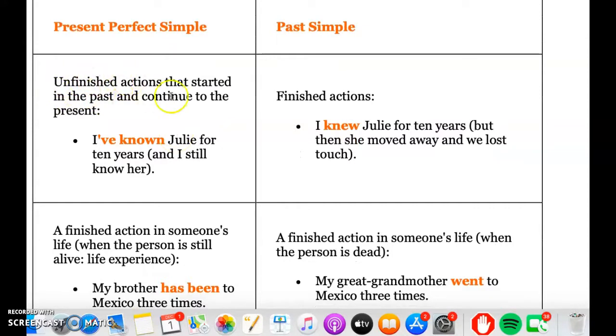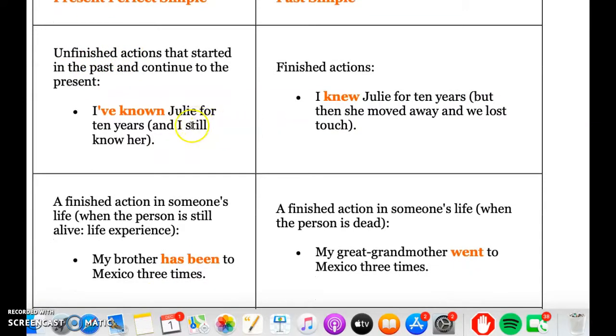Unfinished actions that started in the past and continue to the present. Accions no acabades que començaren en el passat i continuen en el present. I have known Julie for 10 years and I still know her. Conec a Julie des de fa 10 anys i encara la conec.